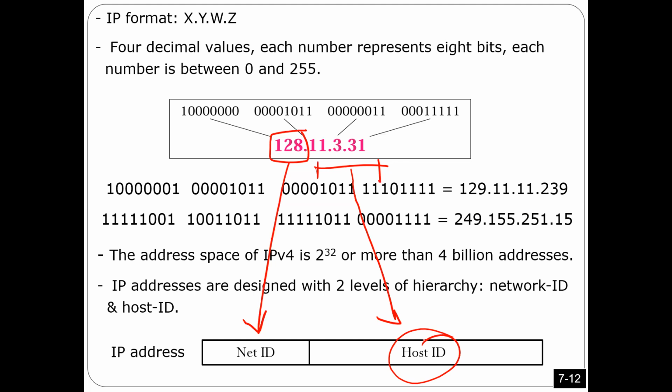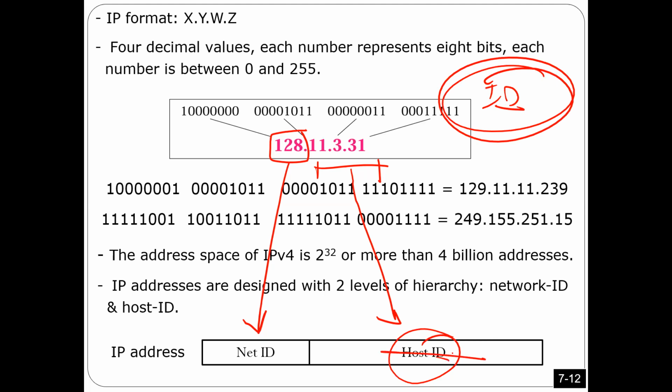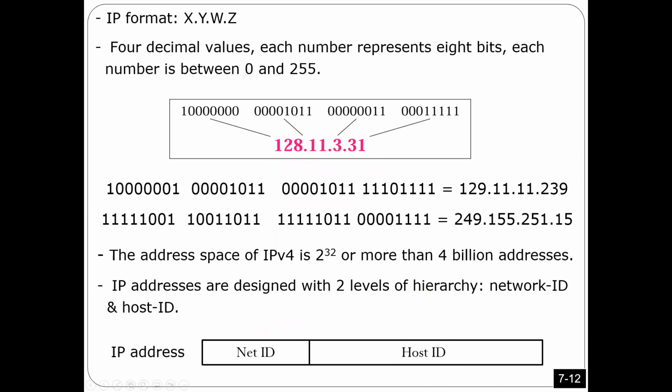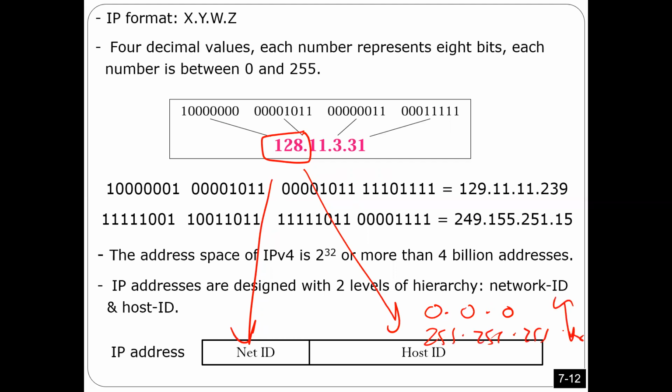What I'm saying is, as I told you, you should understand the internet is a network of networks. We have different networks, right? Every network has an ID number, a unique number, okay? Inside this network, you have hosts. Host means every computer in this network has its own ID inside this one. Any questions? So that means, just as an example, if 128 here is the network ID, the host IDs here can be from 0.0.0 until 255.255.255, okay? All this range of addresses.